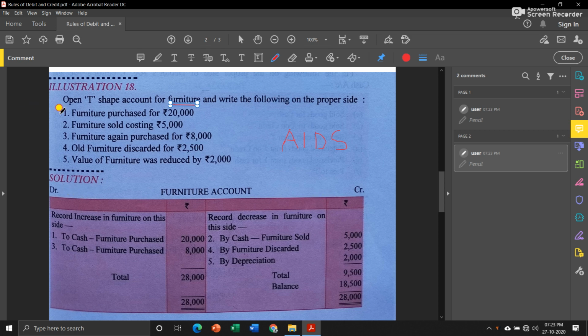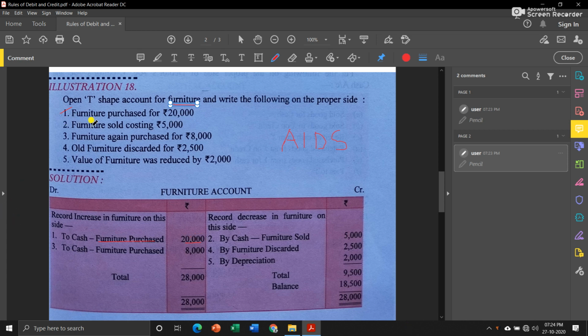Now let us see the first transaction. Furniture purchased for 20,000. That means the value of furniture has increased, meaning after purchasing, the amount of furniture in our business has increased by 20,000. So the asset account is increased, so we will record it on the debit side by writing to cash, meaning furniture was purchased worth rupees 20,000.